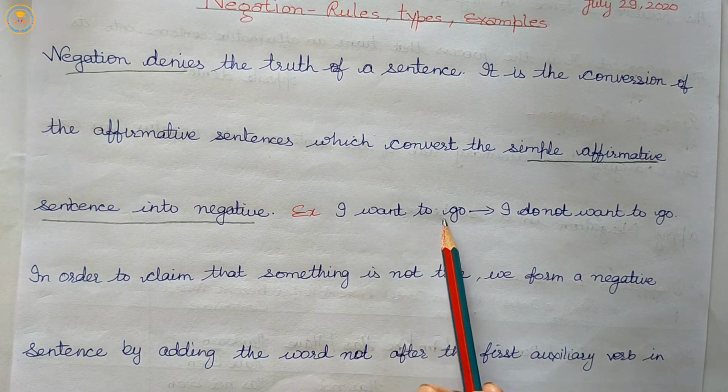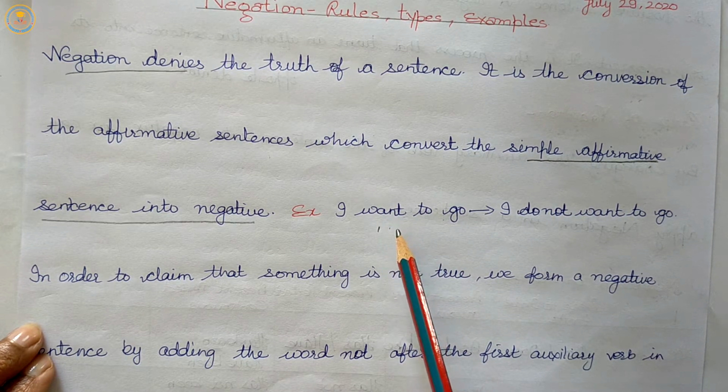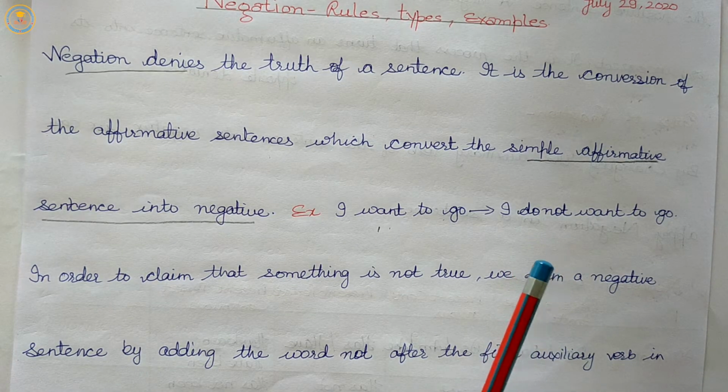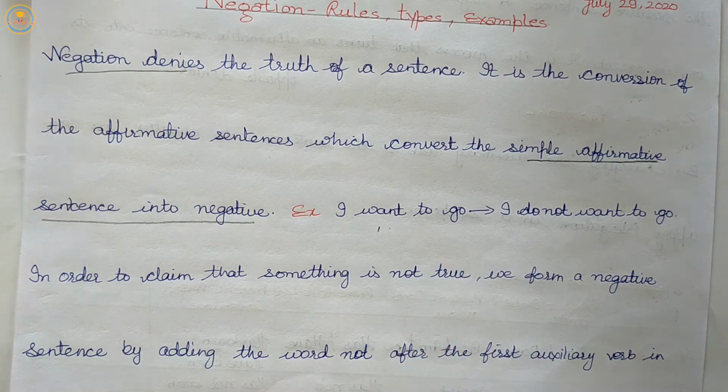Example, I want to go. Affirmative. And for negation or negative sentence, I do not want to go. So, in order to claim that something is not true, we form a negative sentence by adding not after the first auxiliary. And if there is no auxiliary verb in the positive affirmative sentence, as in the present simple and past simple, then we add another auxiliary, the auxiliary do, along with its form.